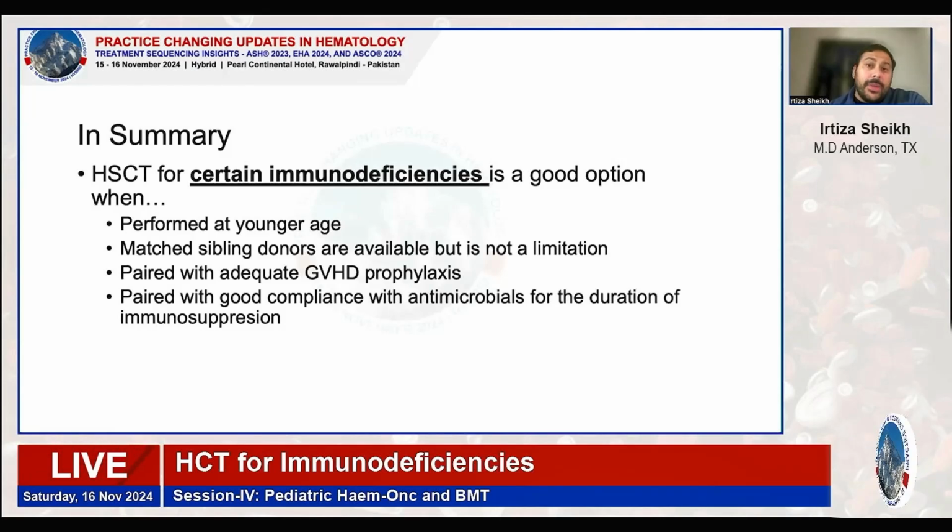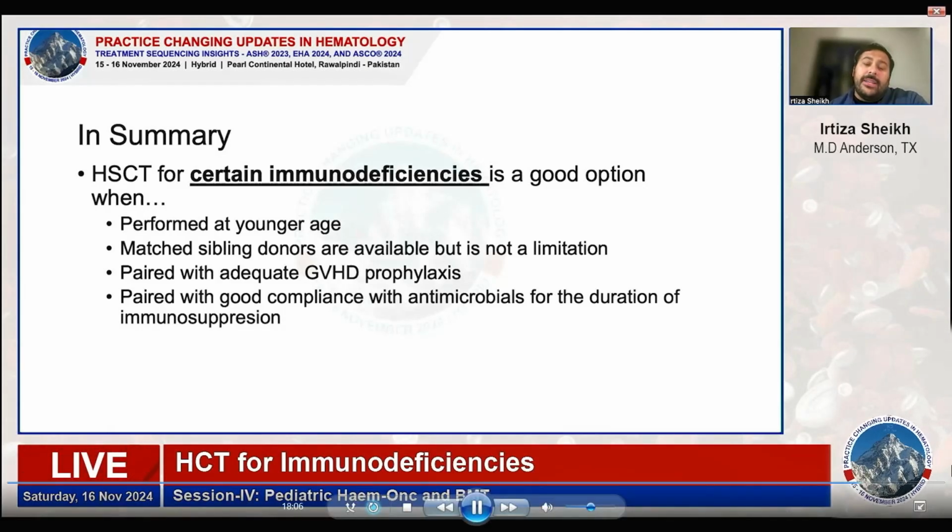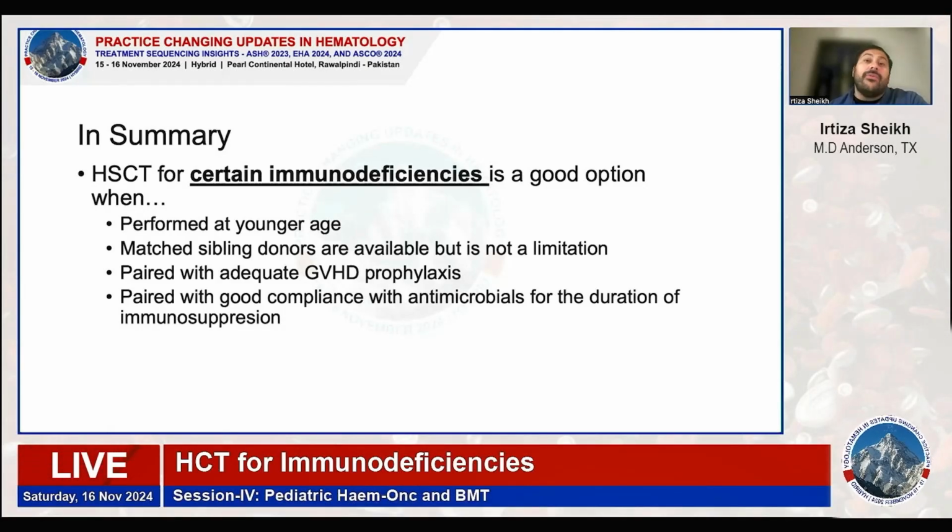Mismatched unrelated donors or mismatched related donors are a possibility, and in certain instances, depending on the institution, umbilical cord blood transplantation is a possibility as well. There is a requirement that post transplant there should be an adequate GVHD prophylaxis.